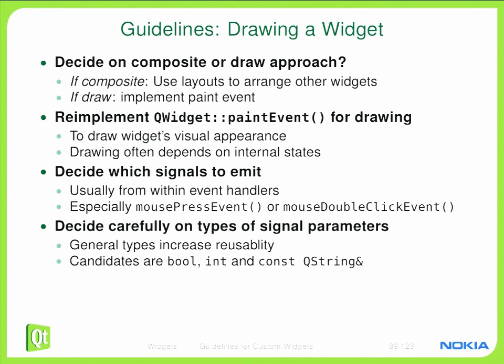Another decision you have to make is whether you have signals that you want to embed. Usually this is done from within the event handlers, and especially mousePressEvent and mouseDoubleClickEvent are candidates that you should evaluate. You should be careful about the types that the signal takes as a parameter. Taking general types will increase the reusability of the signals. So usually you'd stick to candidates like bool, int and QString.